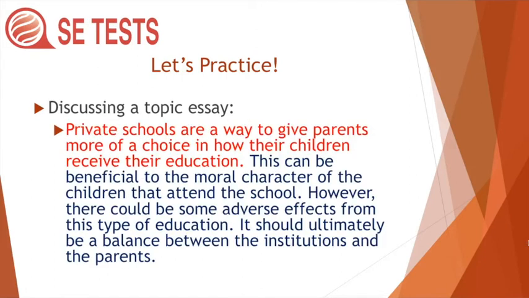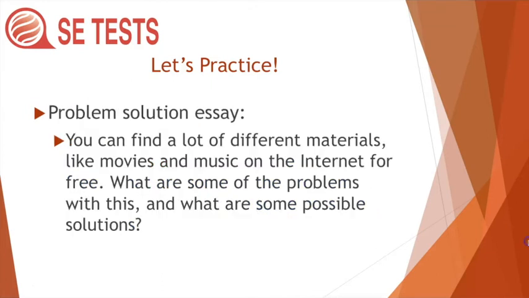So discussing a topic essay, private schools are a way to give parents more of a choice in how their children receive their education. So this is the essay prompt paraphrased. Then we have our thesis statement. This can be beneficial to the moral character of the children that attend the school. However, there could be some adverse effects from this type of education. It should ultimately be a balance between the institutions and the parents. So notice this one does not have any background information. We could add a sentence to say something like, we will discuss these in this essay.